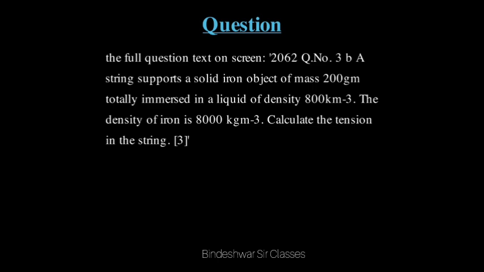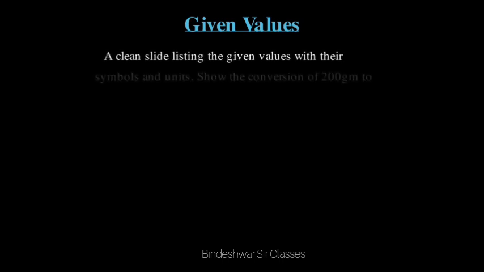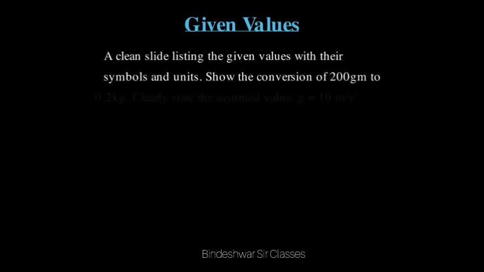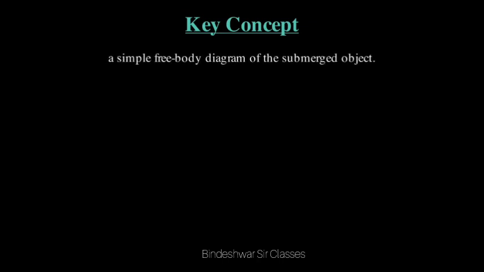Let's break this down step by step. First, let's list down all the information the problem gives us. The mass of the iron object, which we'll call m, is 200 grams. We must convert this to SI units, so that's 0.2 kilograms. The density of the liquid, let's call it rho sub L, is 800 kilograms per cubic meter. The density of the iron object, or rho sub I, is 8,000 kilograms per cubic meter. We're also going to use the acceleration due to gravity, g, which we'll take as 10 meters per second squared for this calculation.